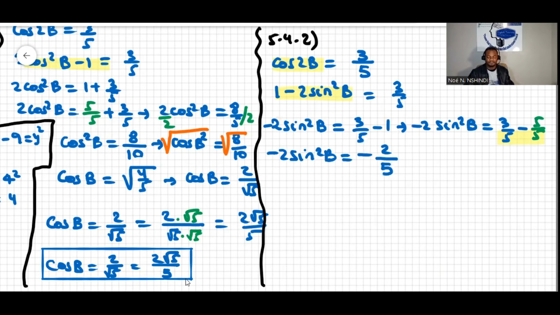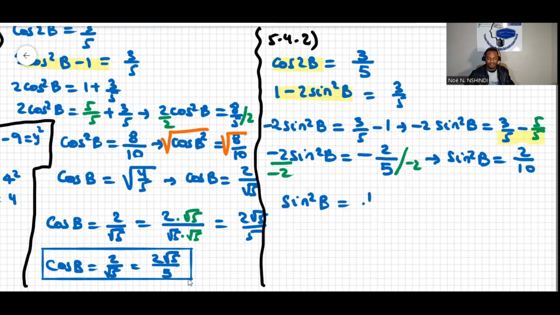Now we can divide both sides by negative 2. If I divide by negative 2 here, I divide here also by negative 2. And then this will become sine squared b equal to, if you do that in the calculator, you'll get positive 2 over 10. I meant 2 over 10. So now sine squared b will then become 1 over 5.